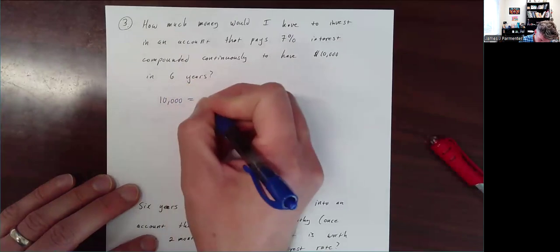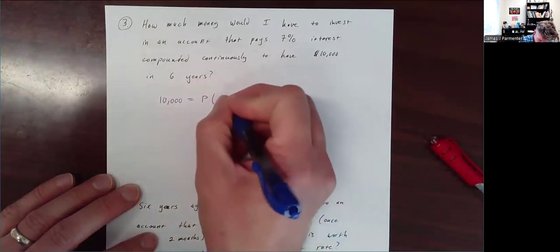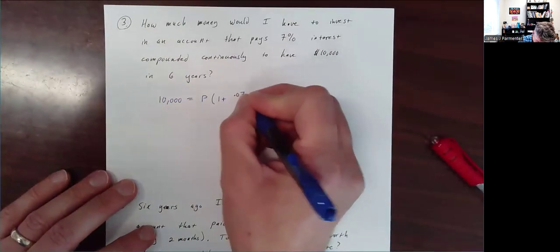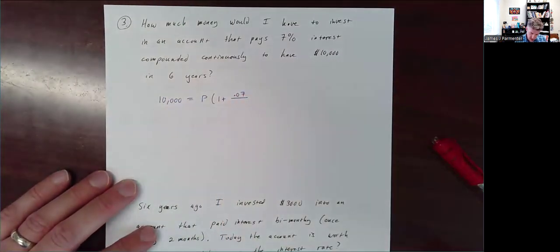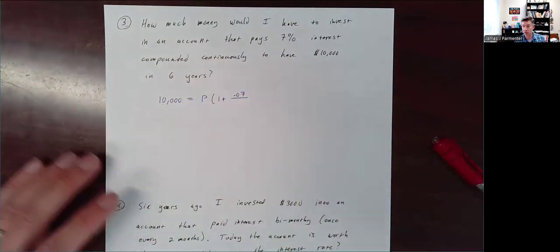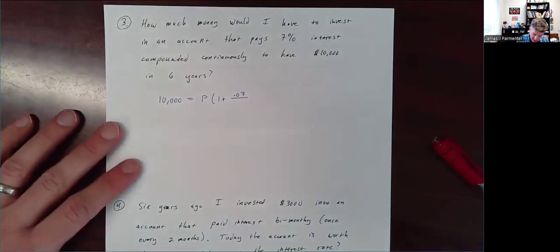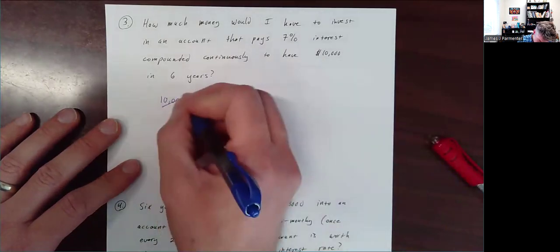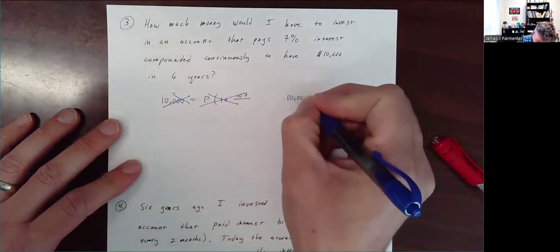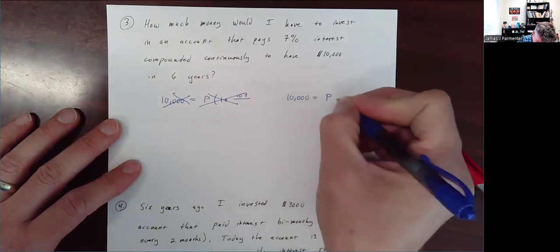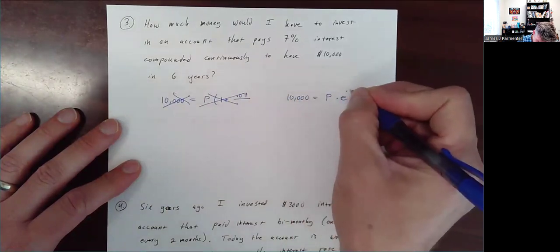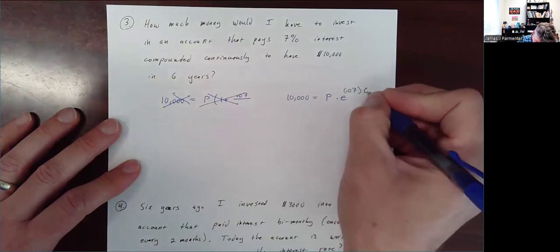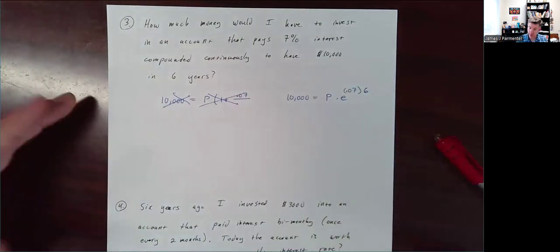I want it to equal the principal times 1 plus my interest rate, which is 0.07, divided by the number of times I'm compounding it. Oh, I'm compounding. Should have read the question more carefully. I'm compounding continuously, so I don't want this version of the equation. I want 10,000 equal to P times E to the R, which is 0.07, times T, which is 6 years. Sorry about that. That's why it's important to read the question.